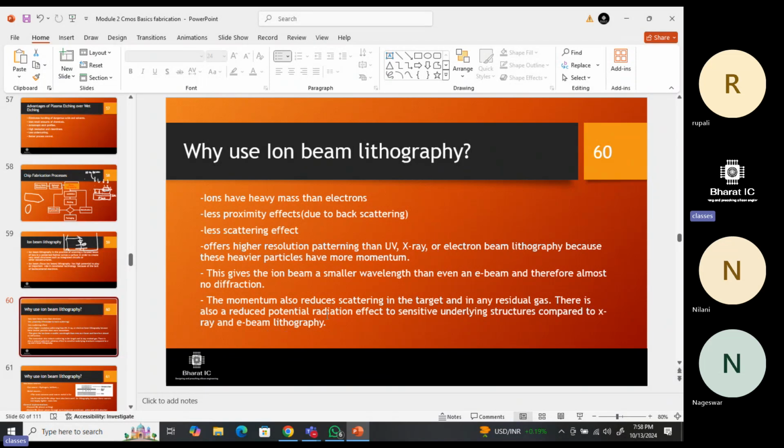It offers higher resolution patterning than UV, because ions are heavy particles and have more momentum than X-ray, UV, and electron beam. This gives the ion beam a smaller wavelength than even an E-beam, and therefore almost no diffraction. The momentum also reduces scattering in the target and in the residual gas.